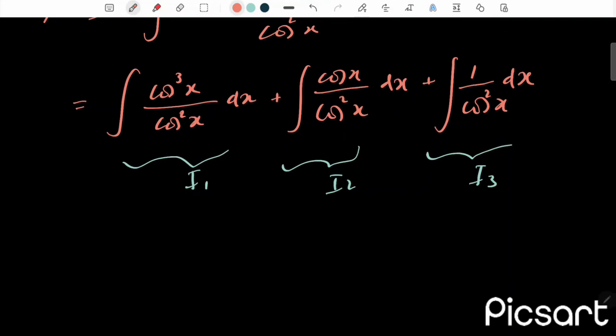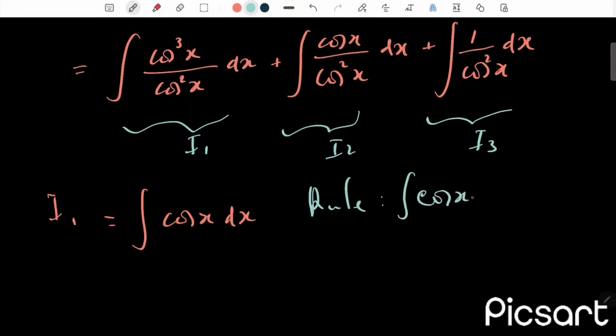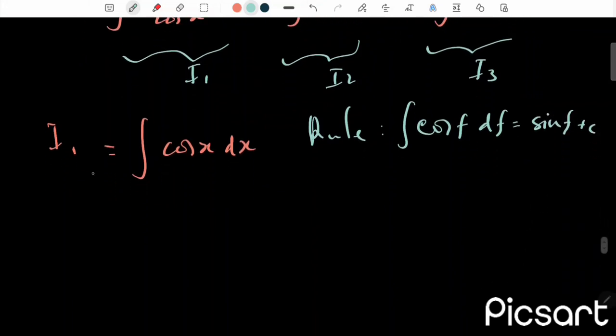For the first one, I1, we can see that it's actually cos of x d of x, and the rule is that the integral of cos of f d of f is equal to sine of f plus c. Then we have I1 equal to sine of x plus c1.